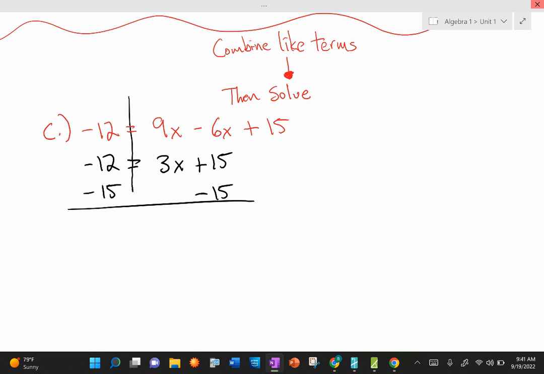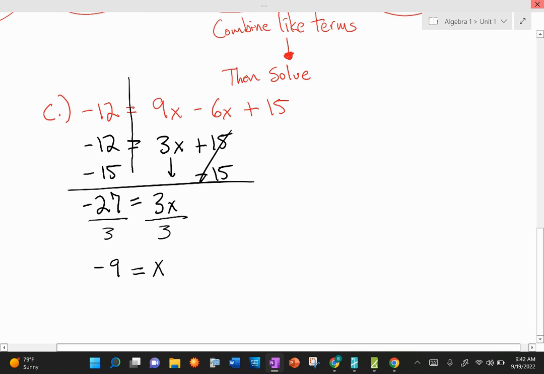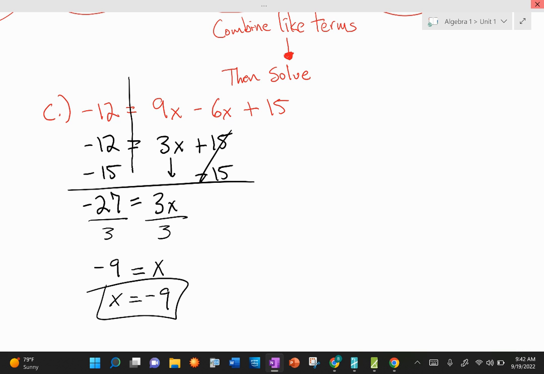What happens if the 15's on the right side? They're going to cancel out. Bring down 3x. What's negative 12 minus 15? 27. Our last step is to get rid of the 3 by dividing both sides by 3. It's going to give me x equals negative 9. And for my brain, I like to flip them over just so that the variable's on the left side. If you answered the top one, I would count it right also.